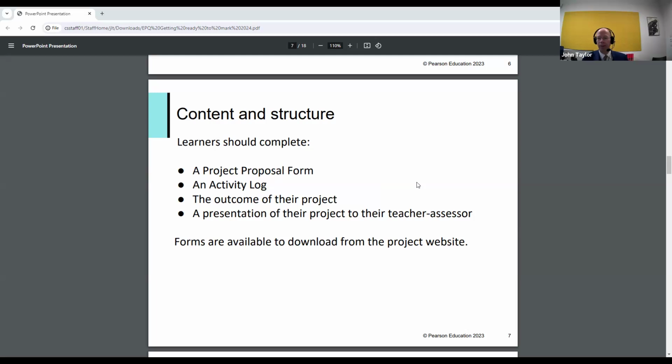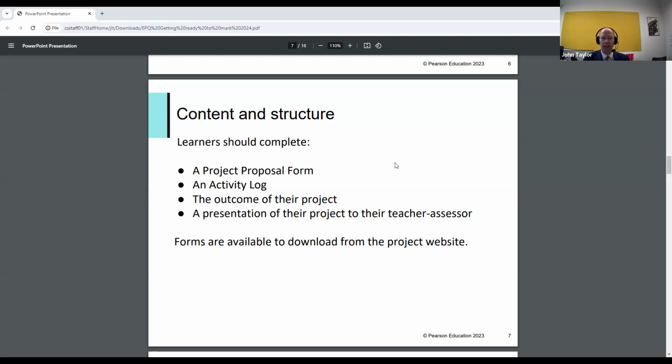Okay, enough then of the general points about the qualification. I hope that's given you a flavour of what we're about. Let's start to look in a bit more detail at the kind of stuff that needs to be produced for the assessment process. So all learners should complete a project proposal form. All learners should complete an activity log. All learners should do a presentation at the end of their project, and all learners will produce an outcome.